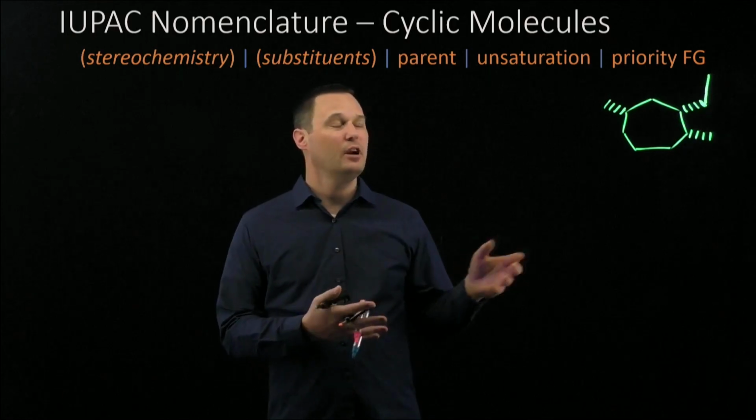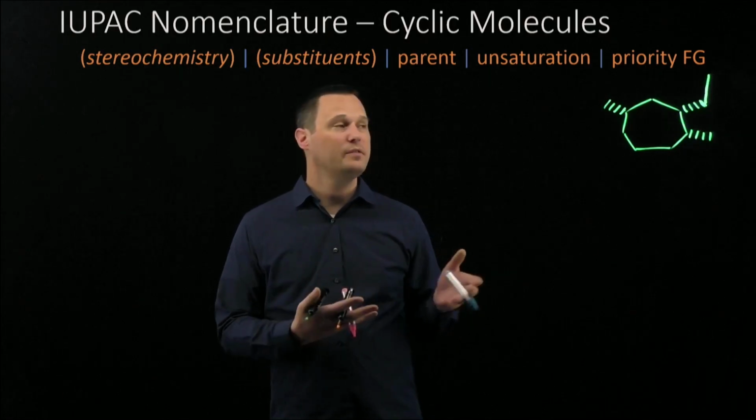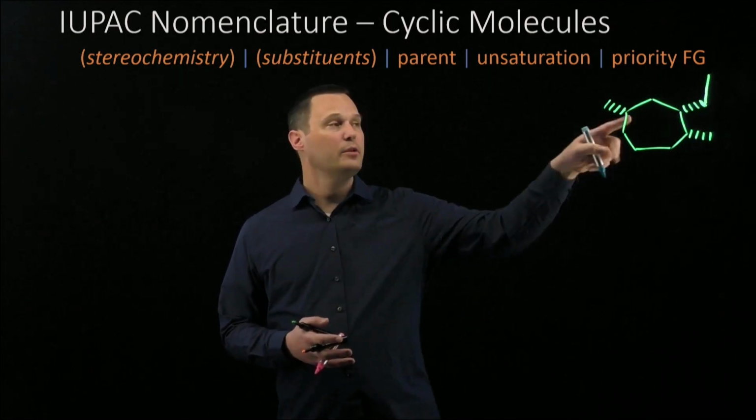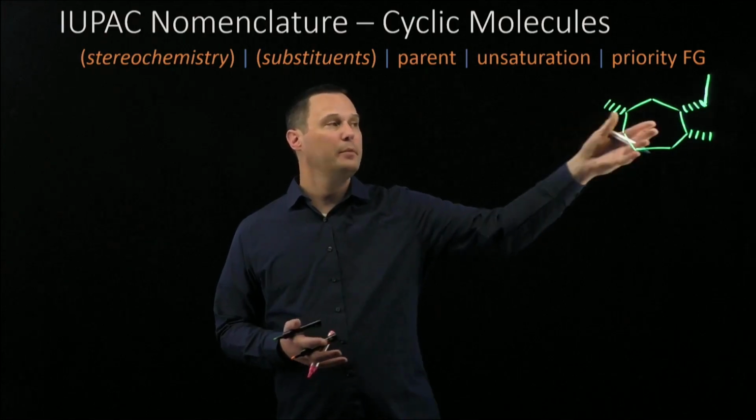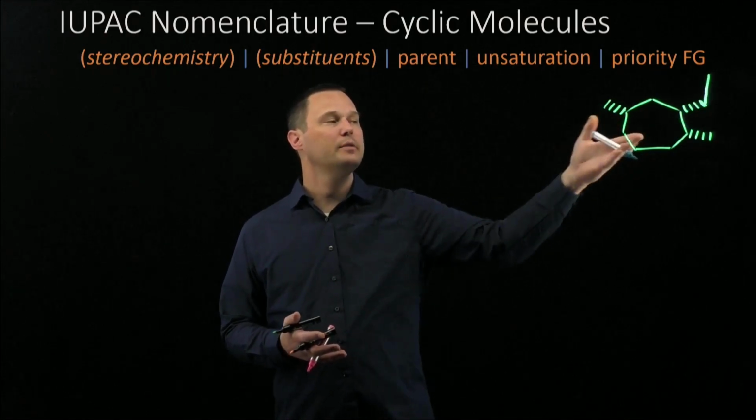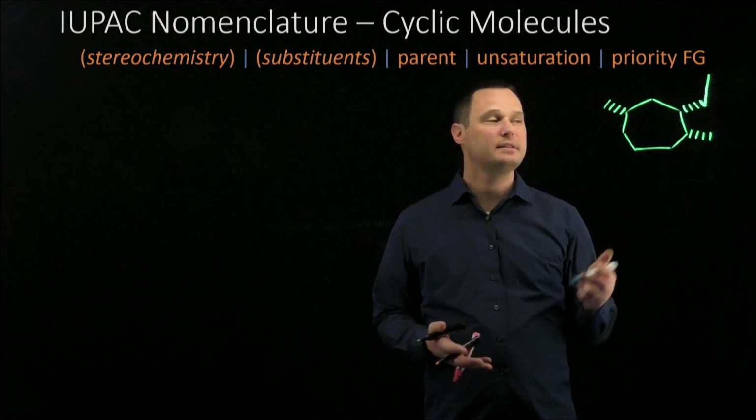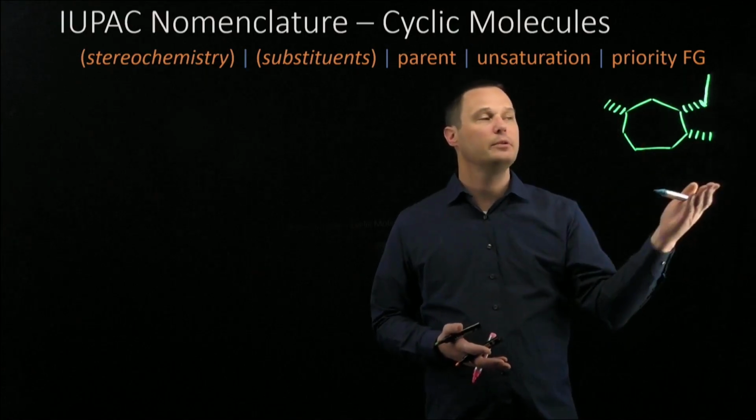Pause the video, see if you can come up with the name for this molecule. The first step is finding the parent hydrocarbon. There are more carbons in the ring than any of the substituents, and the ring is more complicated than any of the substituents, so the 7 carbons in the ring will be our parent hydrocarbon. The next step is to number to give the highest priority functional group the lowest possible number.